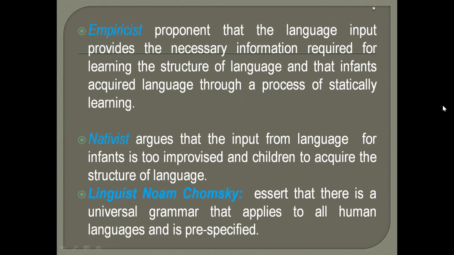Linguist Noam Chomsky asserts that there is a universal grammar that applies to all human languages and is pre-specified. According to Chomsky, there is a special cognitive module suited for learning language, often called the language acquisition device. Through that, the child learns language.